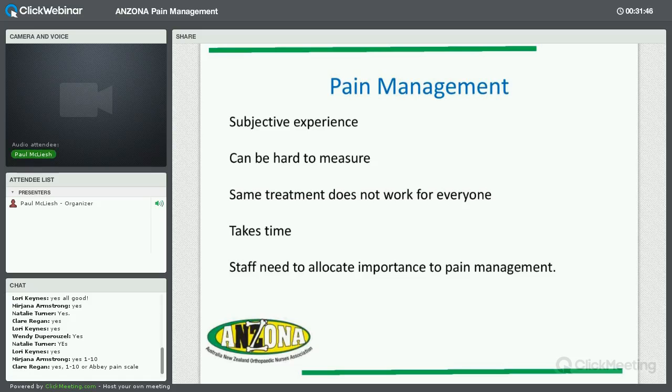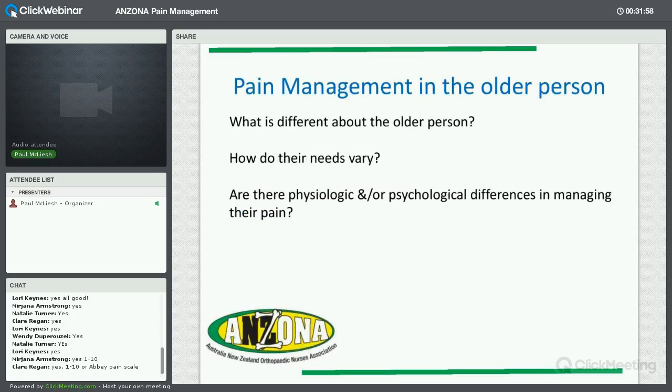It takes time, so for busy nurses, it's hard to come back and do that other assessment and make sure that things are working well. And we need to allocate some importance to pain management, which sometimes, unfortunately, nurses don't do because you're not experiencing the pain. Has everyone here had severe pain? I assume some people here have had babies, so they'll definitely know what bad pain's like. But has everyone had quite severe pain? I assume.